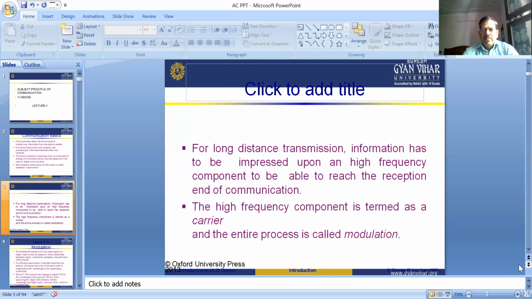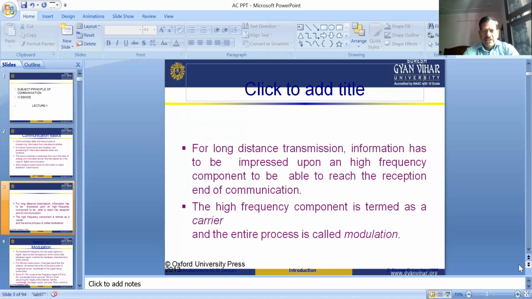The signal is received at the reception end. So that is the long distance transmission system. The high frequency component is termed a carrier. We also know that the high frequency signal is called a carrier signal, and the low frequency signal is called the message signal or modulating signal. So the high frequency signal is called a carrier signal.